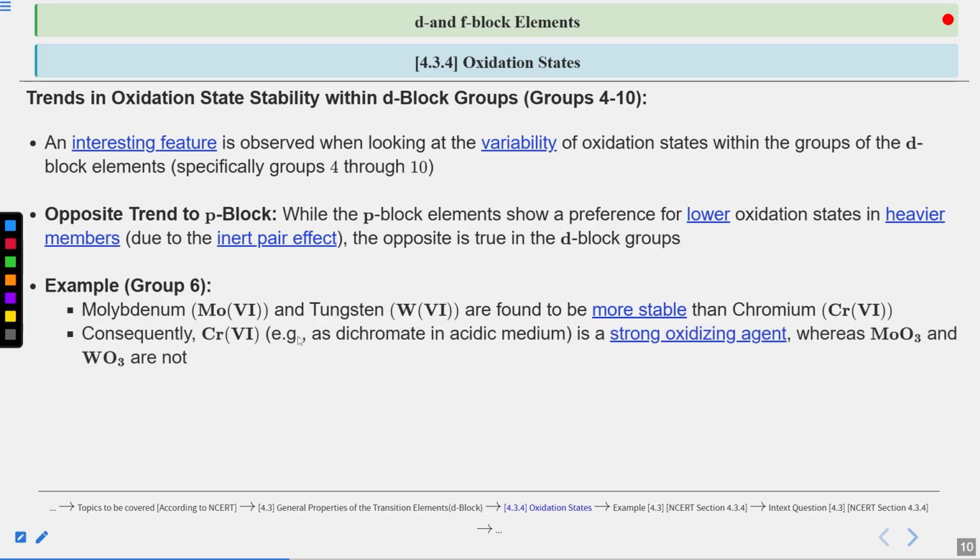Consequently, chromium +6, for example as dichromate in acidic medium, is a strong oxidizing agent. That means it oxidizes others and gets reduced itself, going from +6 to +4, +5 and +3. Whereas molybdenum trioxide and tungsten trioxide are not considered strong oxidizing agents, because they are stable in the +6 oxidation state.